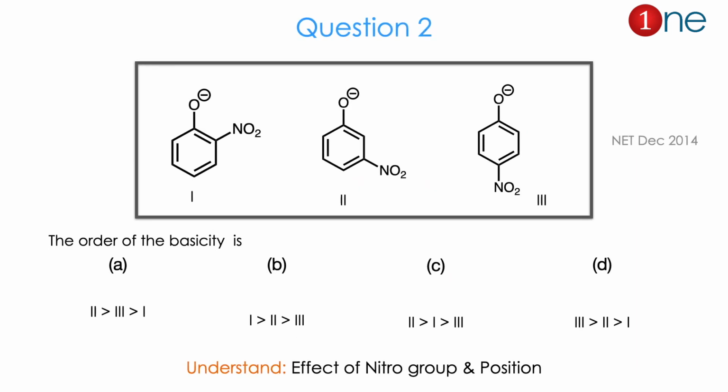Then question number 2. They gave 3 compounds and asked about basicity. They gave ortho-nitro, meta-nitro and para-nitrophenol. The negative charge is there, and the nitro group is there, differing only in position. They are asking which is more basic, 1 or 2 or 3, the order of basicity. So from the structures and possible answers, you might realize the question is about the effect of the nitro group versus its position, whether ortho, para or meta. The answer is A. Let us see how.